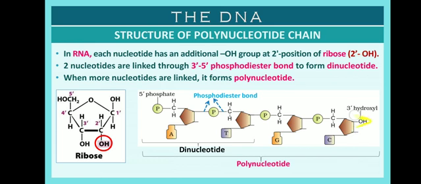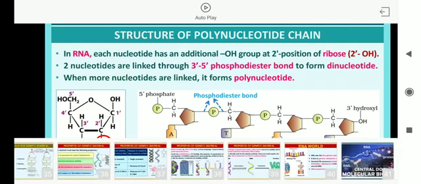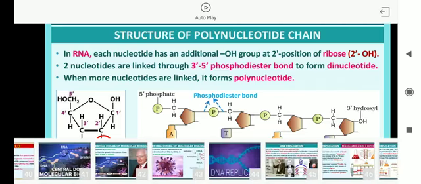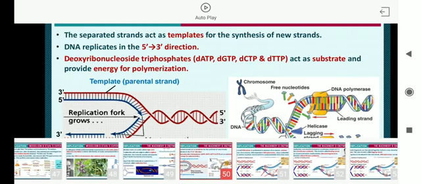You can find here, this is the 3 prime hydroxyl end, where we are going to see the attachment of the phosphate of the next nucleotide. So for a nucleotide chain to grow, the 3 prime hydroxyl end must be available. This is the idea I explained earlier when I was teaching about the polynucleotide chain. So DNA replicates in the 5 prime to 3 prime direction only. I hope you are getting it.